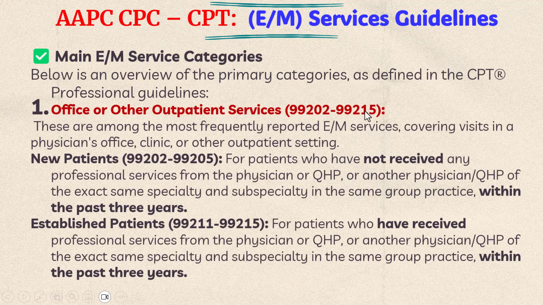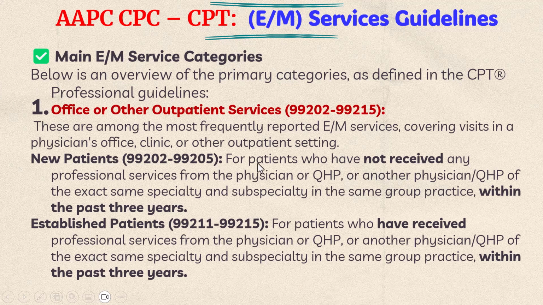Let's look at evaluation and management services categories one by one with examples. Below is an overview of the primary categories as defined in the CPT professional guidelines. The first one is office or other outpatient services. They are among the most frequently reported E/M services, covering visits in a physician's office, clinic, or other outpatient settings. Here, as I explained earlier, new patient and established patient are there.